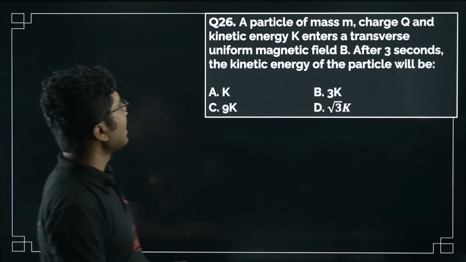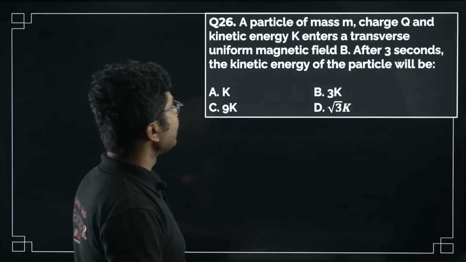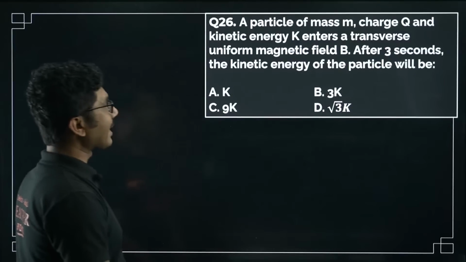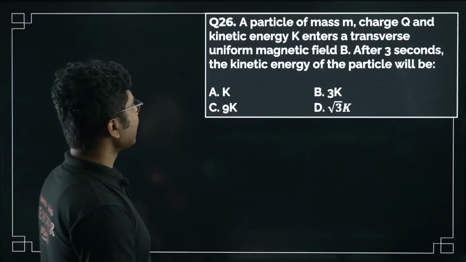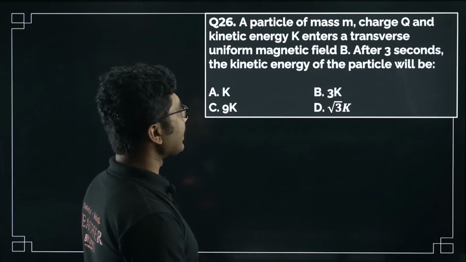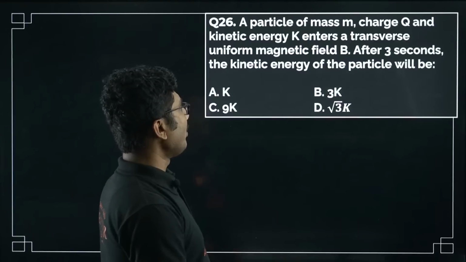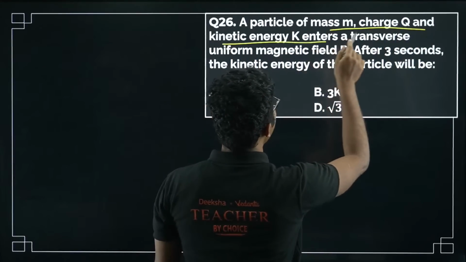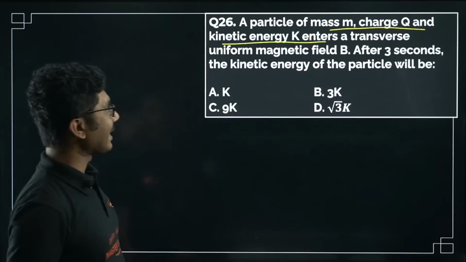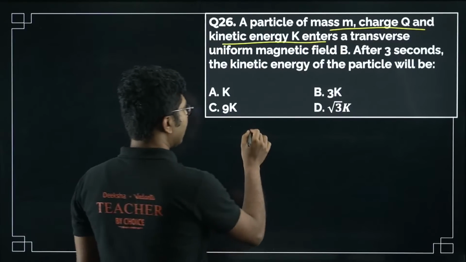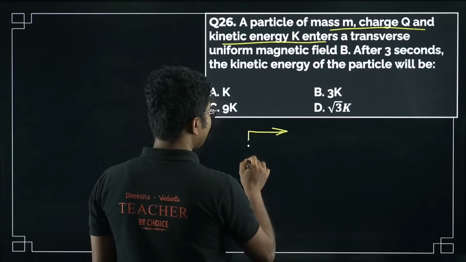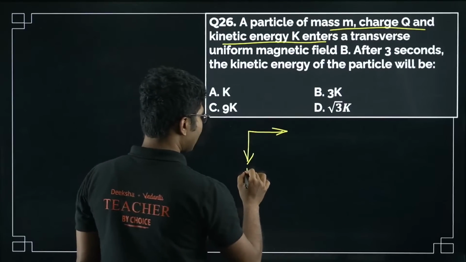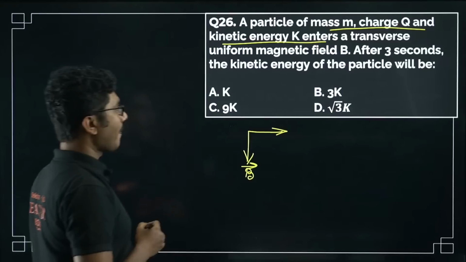Now next question. A particle of mass m, charge q, kinetic energy K enters a transverse uniform magnetic field B. After 3 seconds, the kinetic energy of the particle will be. So mass m, charge q and kinetic energy K enters a transverse uniform magnetic field. So it is entering like this, and the magnetic field is perpendicular.